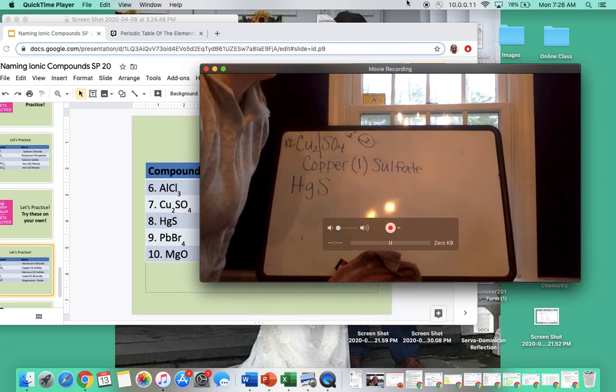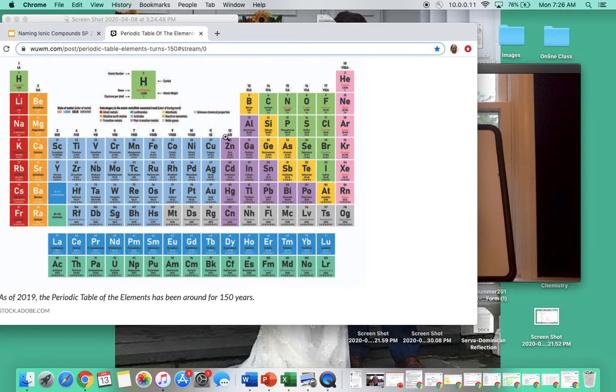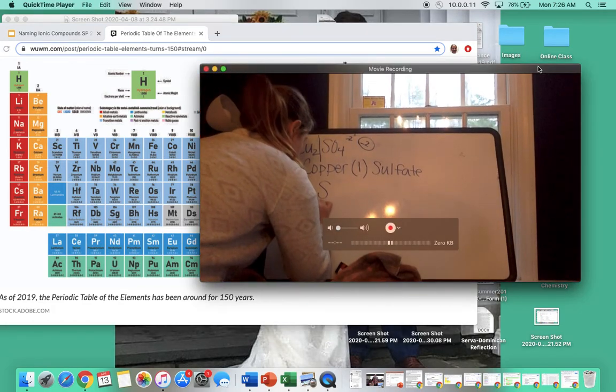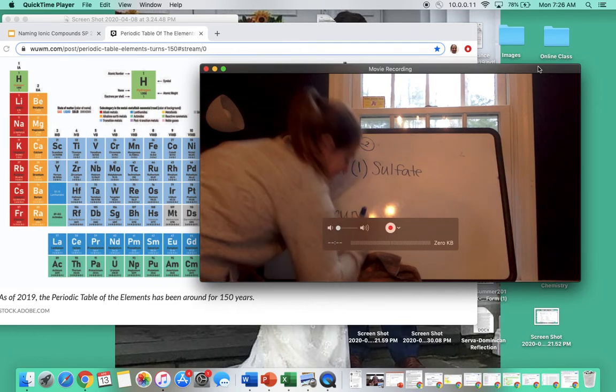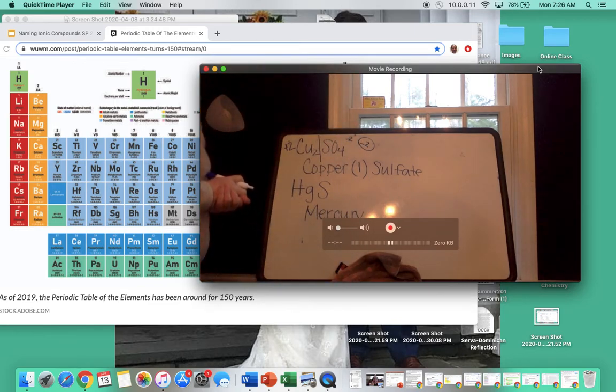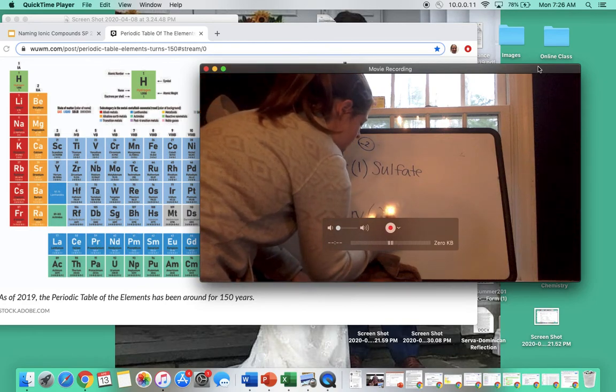Okay, so Hg, we take a look to find it. We see it here, so it is a transition metal. So Hg is mercury. It is a transition metal, so we know it has to have Roman numerals, so it gets parentheses.